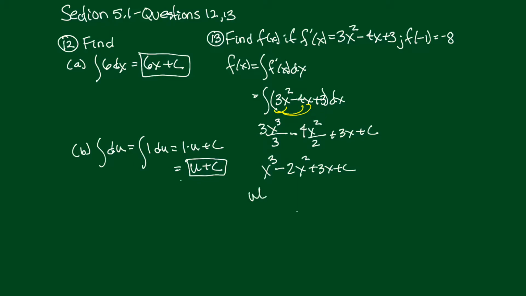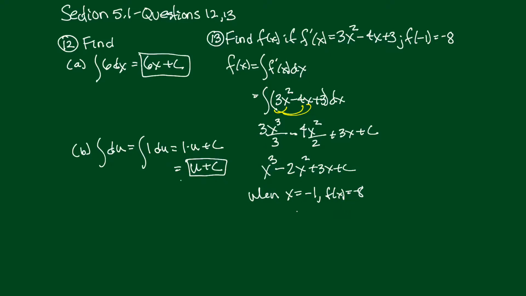And now we know this: when x equals negative 1, f of x is negative 8. And how do we know that? Because that's an initial condition up here. We're told that to begin with. When x is negative 1, the output is negative 8.